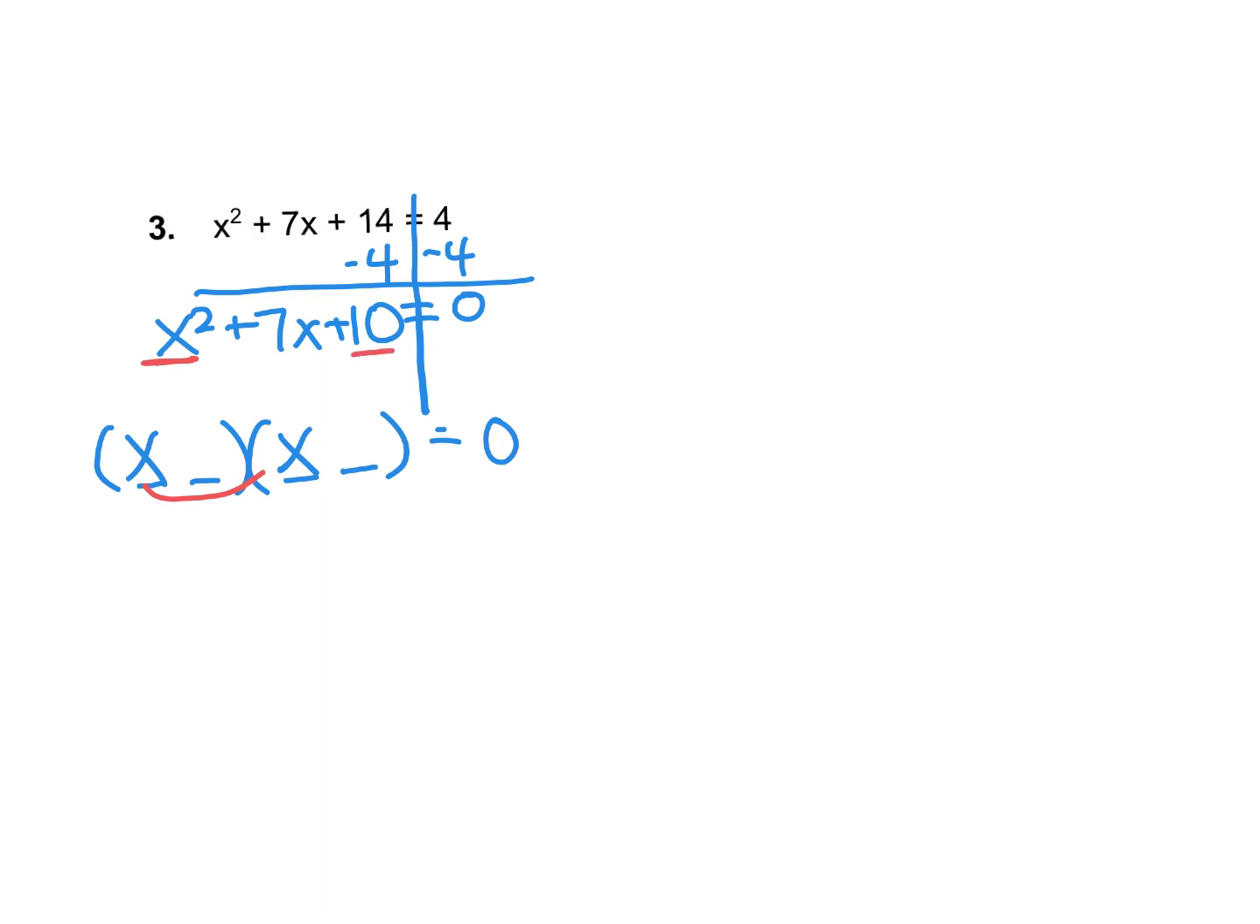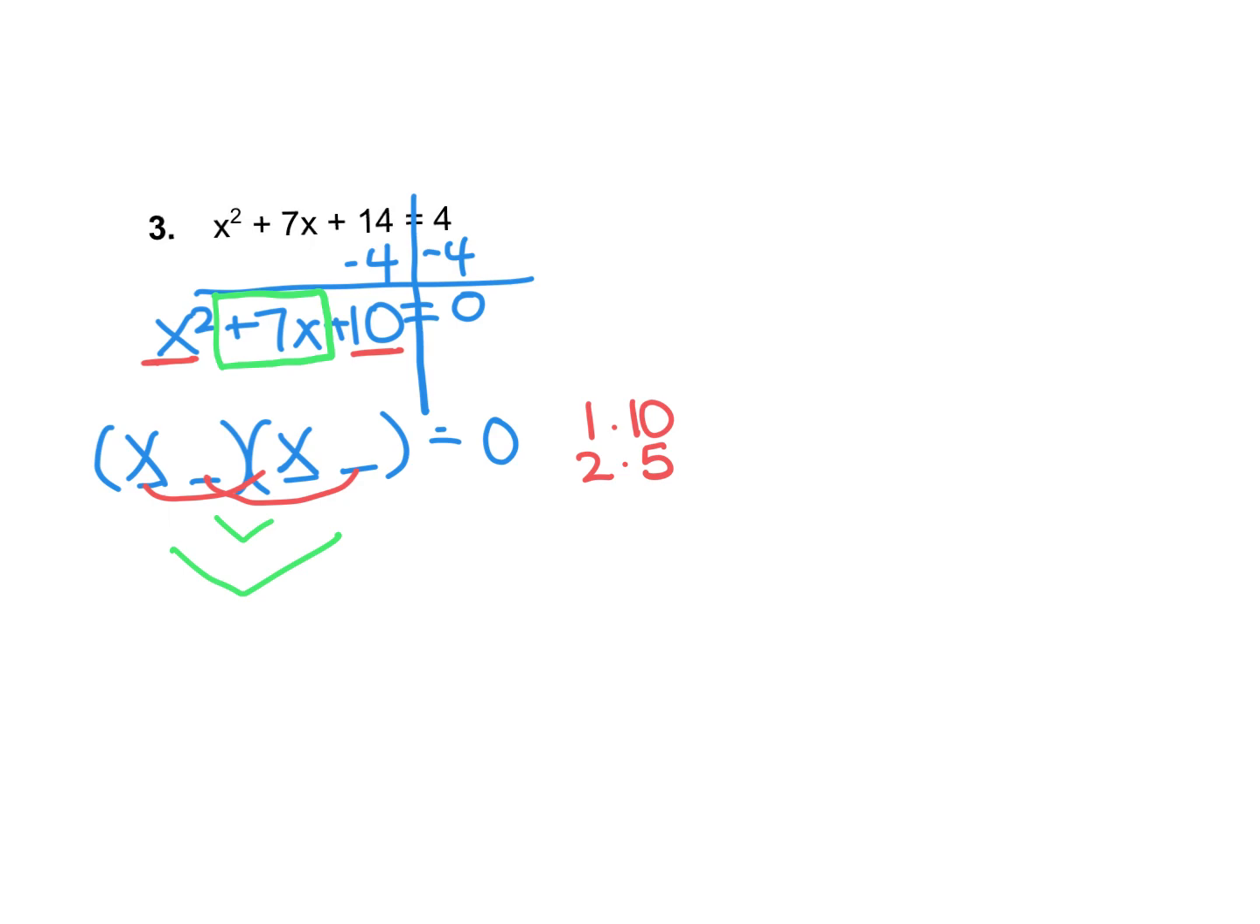Now let's take a look at the 10 right here. Remember, we know that this multiplied is going to be equal to that. And so the factors of 10 are 1 and 10, and 2 and 5. So we need to pay attention to this middle term right here. And remember that when we FOILed, these two right here ended up adding together, once you put those numbers in there. So let's take a look at what this looks like.